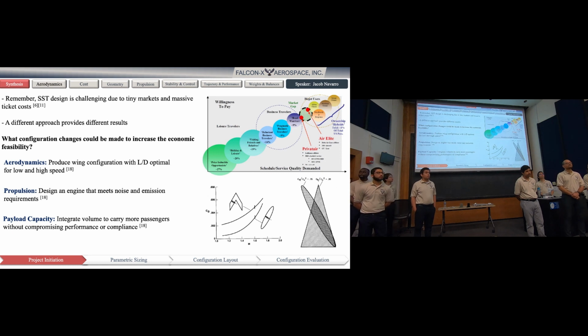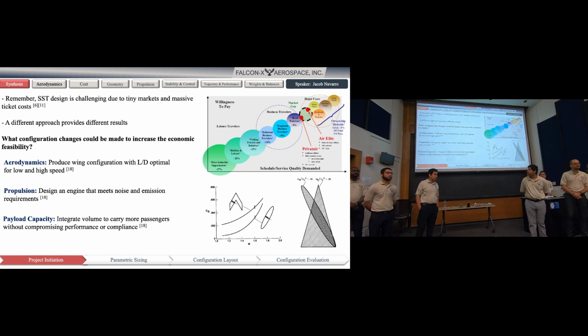We break the cycle by asking ourselves, what configuration changes could be made to increase the economic feasibility? We can break that down into three simple aspects. Aerodynamics. If we can dream up a supersonic configuration that maintains subsonic performance, we can get back some of that performance, reduce the operational cost, and thus the ticket cost. Propulsion. The engines on the Concorde were really noisy and really bad for the environment, so moving forward we have to mitigate that issue as well.